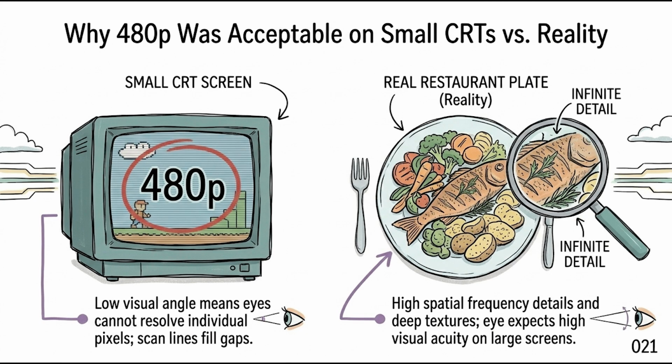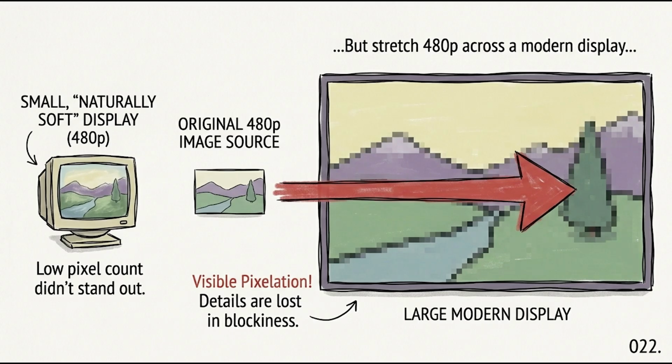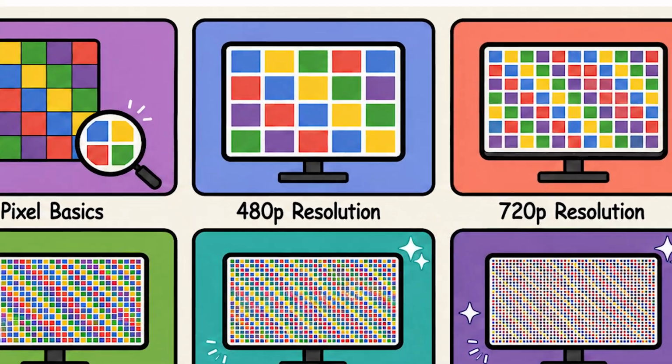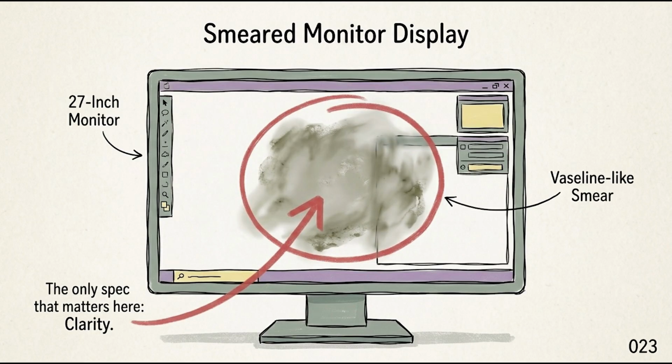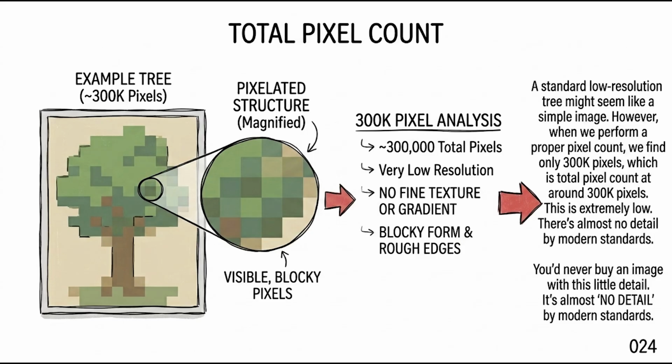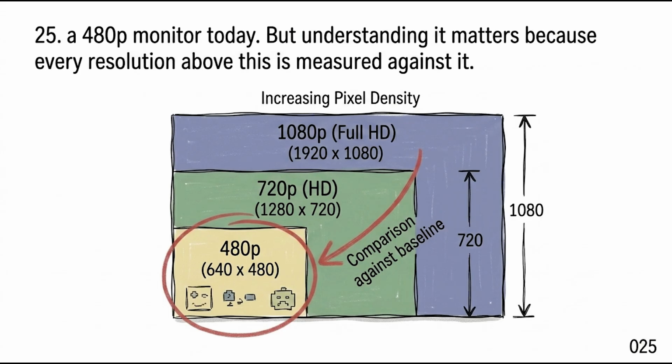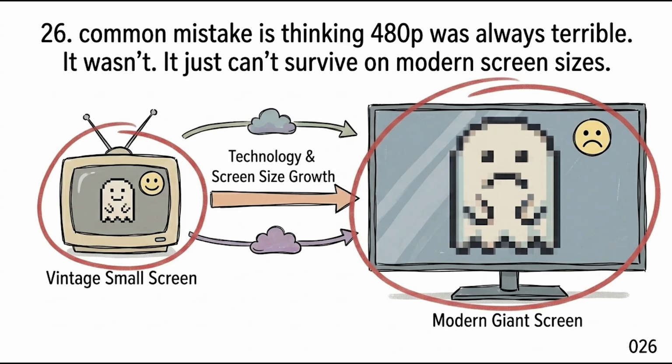480p was perfectly acceptable on small CRT screens because those displays were naturally soft. The low pixel count didn't stand out. But stretch 480p across a modern 27-inch monitor and it looks like someone smeared Vaseline on your display. The only spec that matters here is total pixel count. At around 300k pixels, there's almost no detail by modern standards. You'd never buy a 480p monitor today. But understanding it matters because every resolution above this is measured against it. The common mistake is thinking 480p was always terrible. It wasn't. It just can't survive on modern screen sizes.